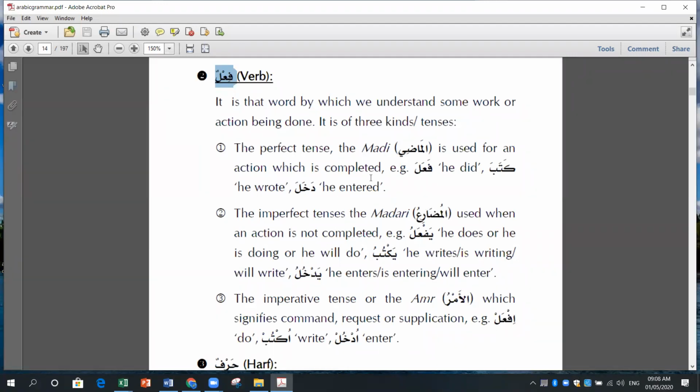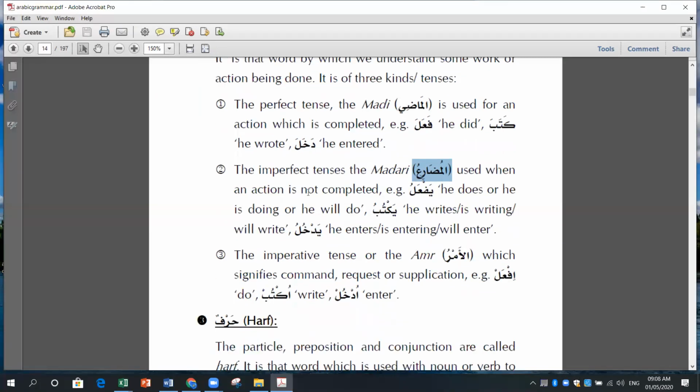Shall we move next? So that was the past verb, and the next is the imperfect tense, that is, continuous, going on. It is called al-mudari in Arabic. You see this highlighted one? Al-mudari includes present and future both. Mudari is used when an action is not completed, it's still going on, or it will keep going on in the future as well.